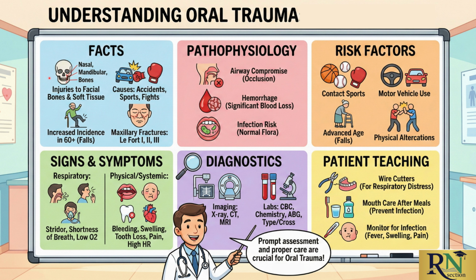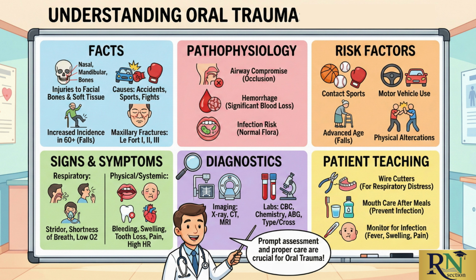Fracture types: maxillary fractures are classified as Le Fort 1, 2, and 3 based on the lines through the alveolar ridge, nasal bones, and zygomatic arch. Pathophysiology: we know airway compromise is a primary concern due to damage to the oral cavity, leading to partial or complete airway occlusion.